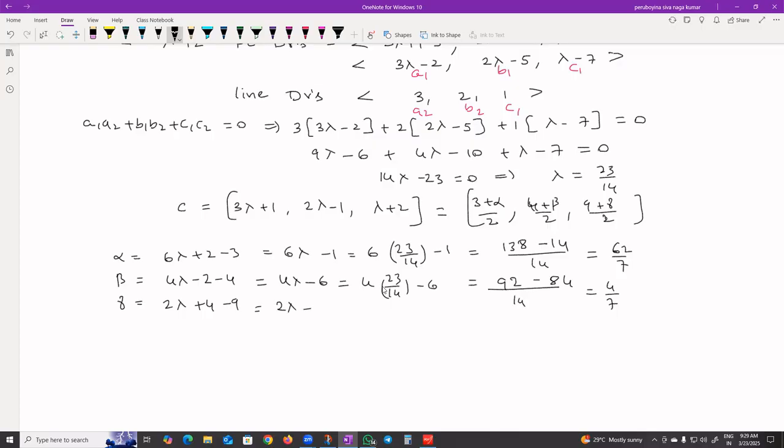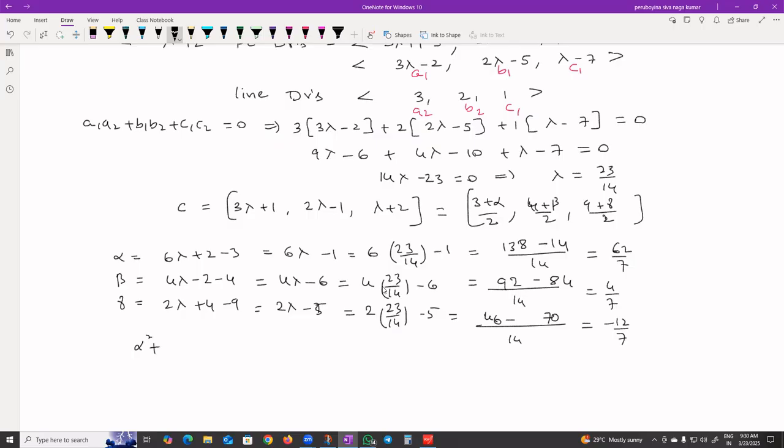Gamma is 2 lambda minus 5. So 2 into 23 by 14 minus 5. 14 is the overall LCM. 2 times 23 is 46, minus 5 times 14 which is 70. 46 minus 70 will be minus 24 by 14, which means minus 12 out of 7.